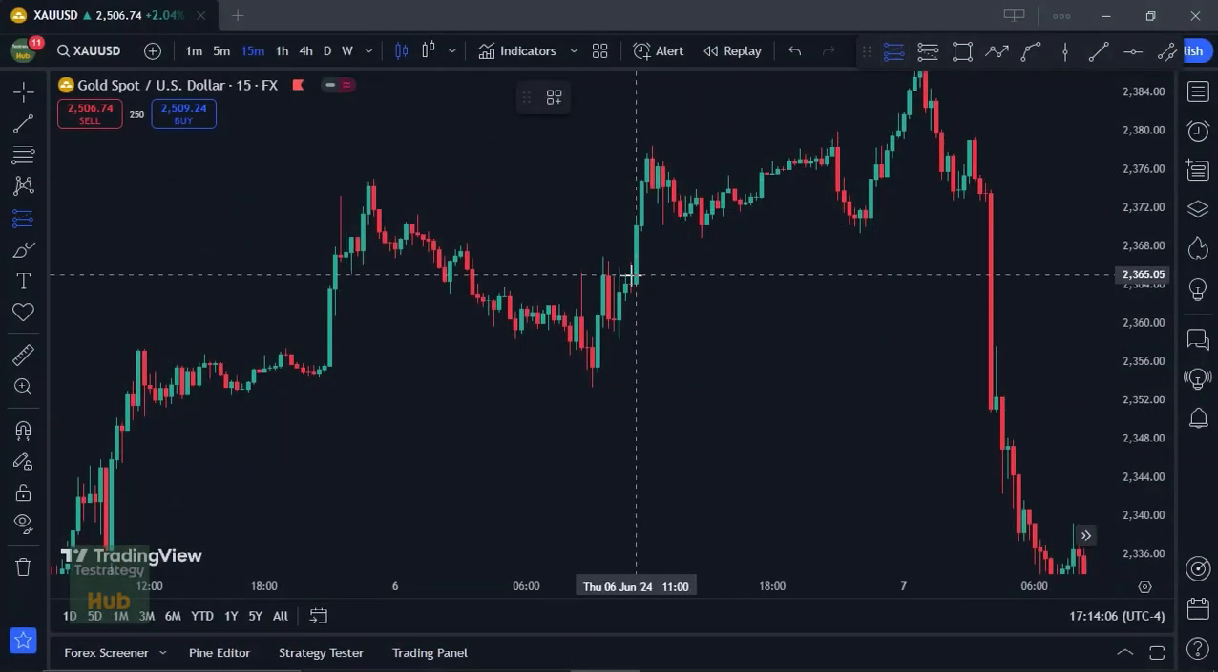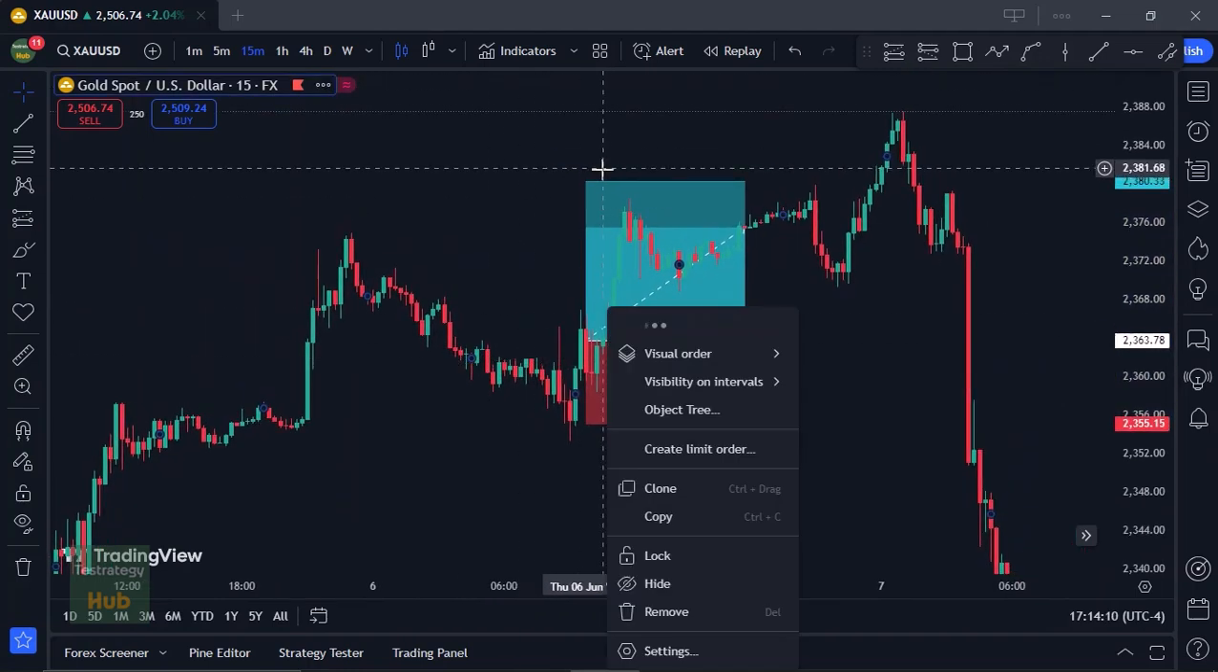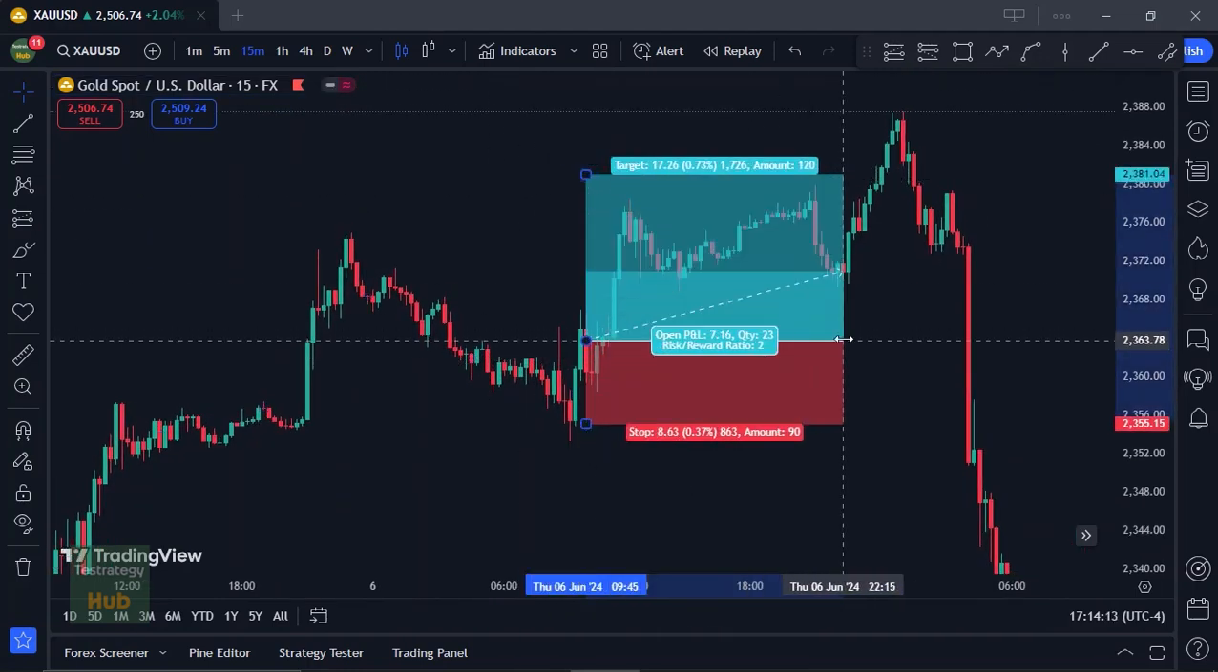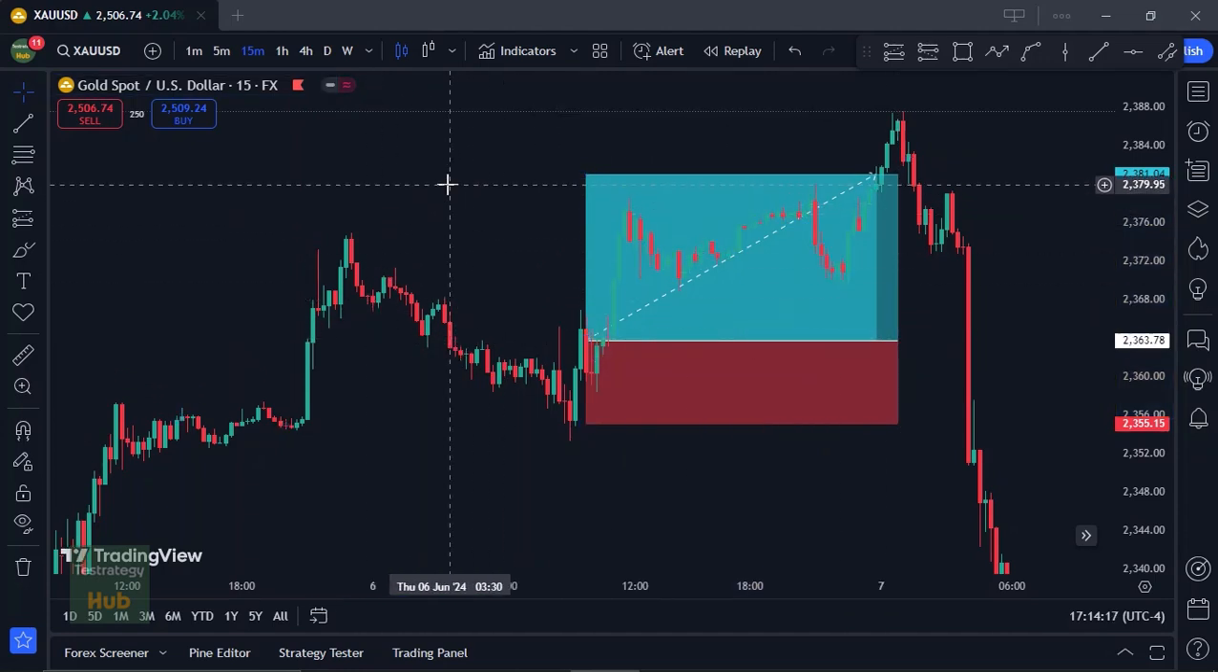The risk to reward of this strategy is 1 to 2, and the trades and backtests we took from this strategy were done on the gold symbol and on the 15-minute time frame.